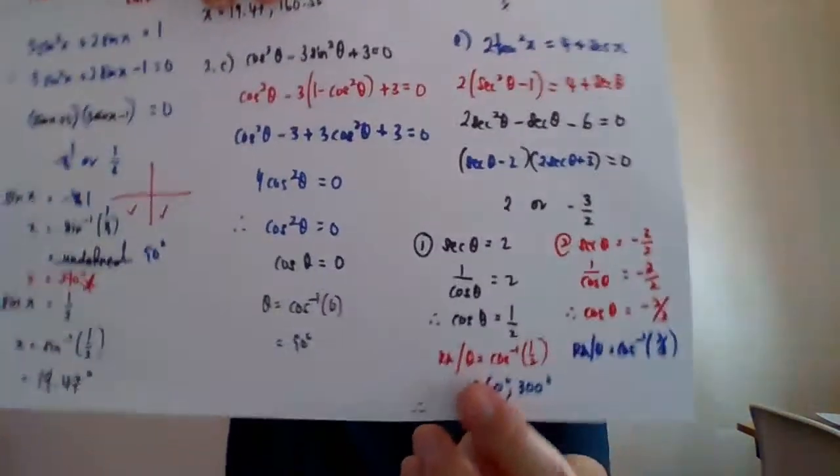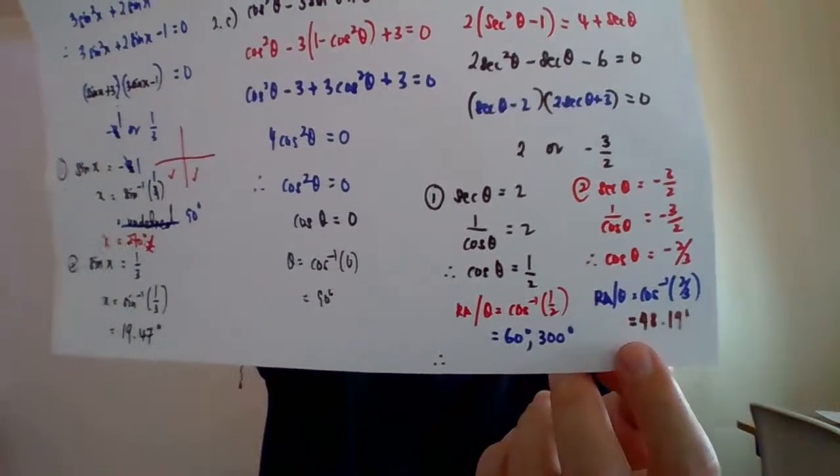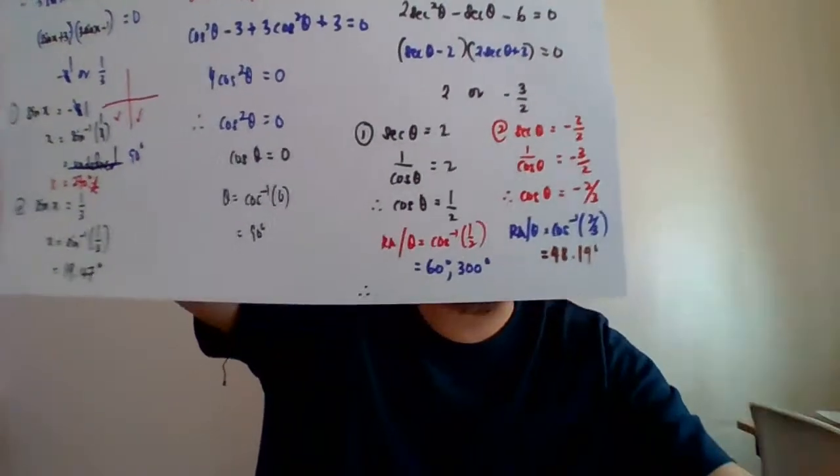So RA ataupun theta equals to cos inverse 2 over 3. Do not put the negative inside the bracket. Okay, tak ada negative, there's no negative because the negative stands for the quadrant. Okay, so shift cos 2 over 3, then we are supposed to get 48.19. Okay, kita akan dapat 48.19. That is your RA. Okay, RA anda ialah 48.19, but that is not the final answer.